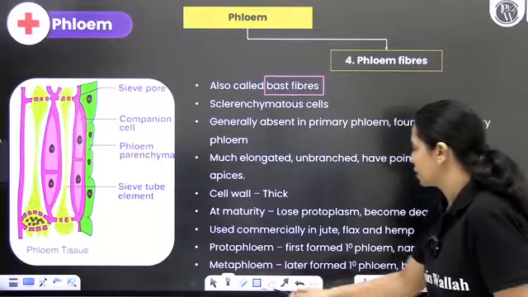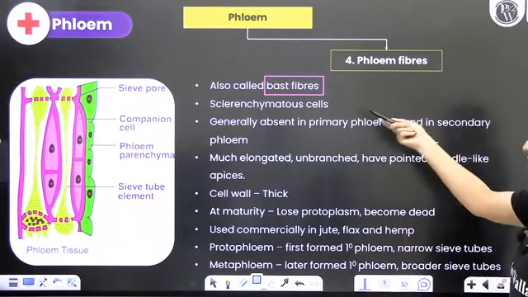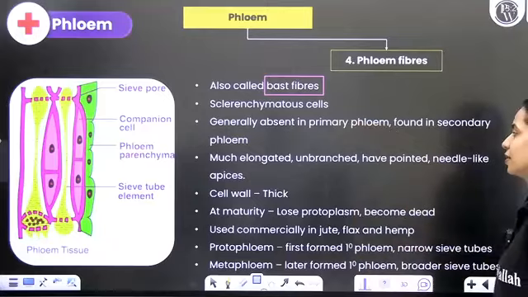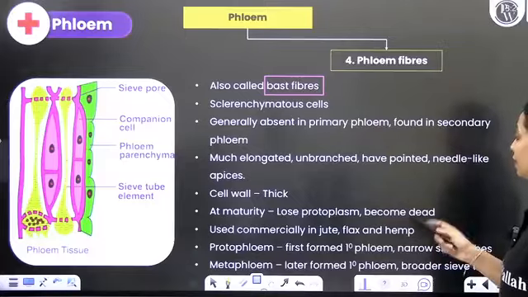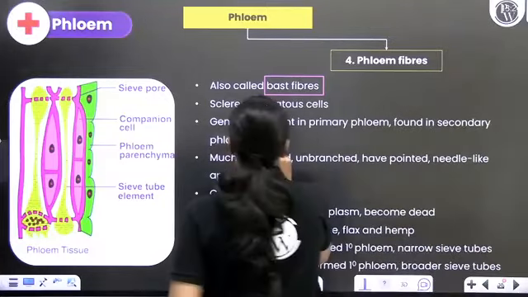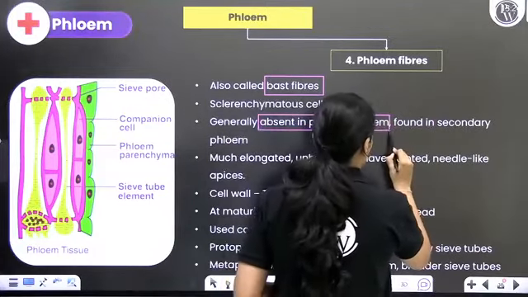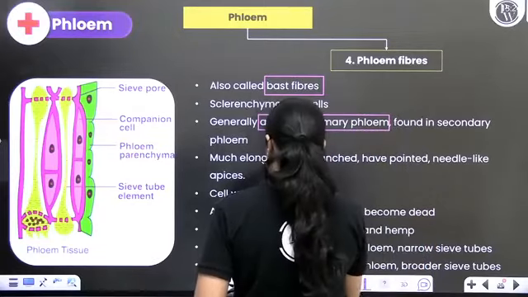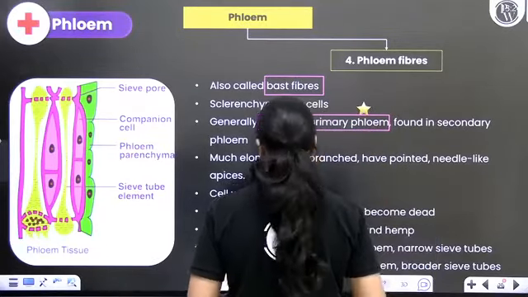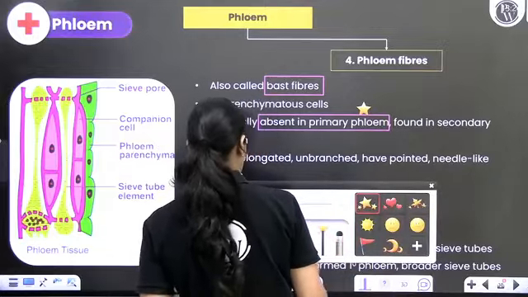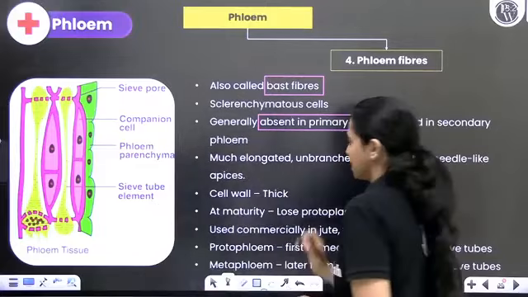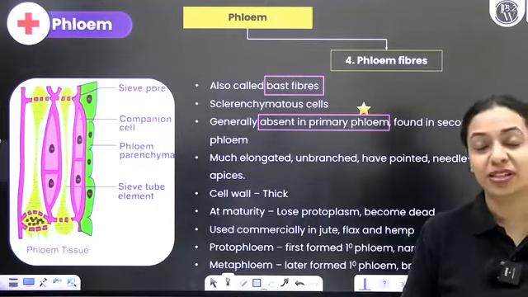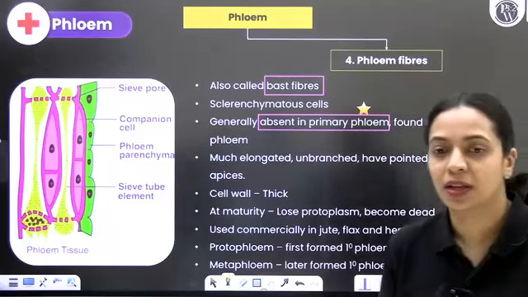Okay. So, these are dead cells. If it's a fiber, obviously it's sclerenchymatous. Another important point. Absent in primary phloem, found in secondary phloem. Similar to how you have primary xylem and secondary xylem, you have primary phloem and secondary phloem. This is absent in primary phloem, it's present in secondary phloem.